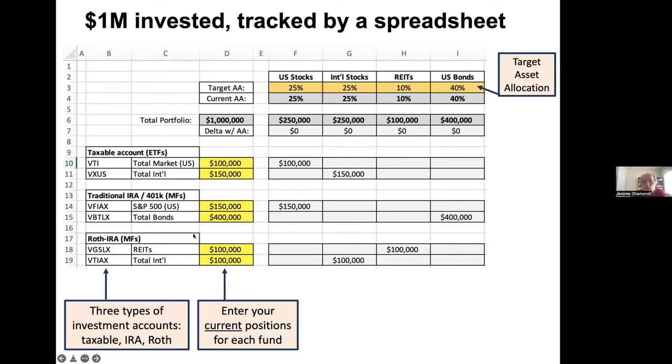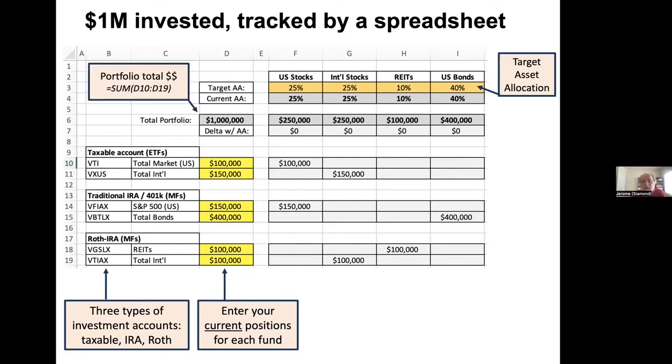Okay, so we have those yellow entries, which you would update every now and then to capture your current positions. Then my little spreadsheet, the entire point is to figure out if we are close to the target asset allocation. So if you look at row 3, I put in gold or orange the target asset allocation, what's my plan. And the spreadsheet will tell you where you currently are. And here you can see on row 4 that I made it so that it is perfectly balanced.